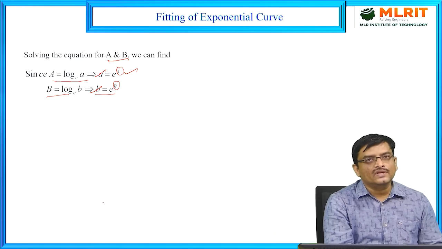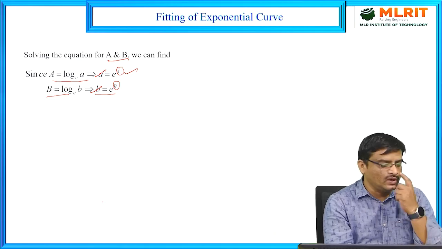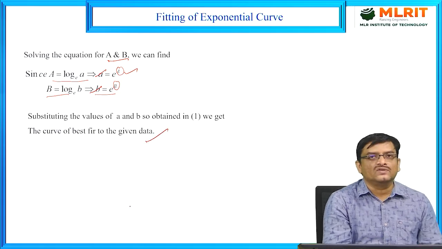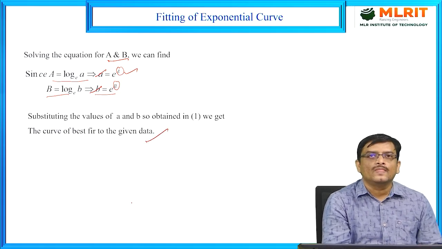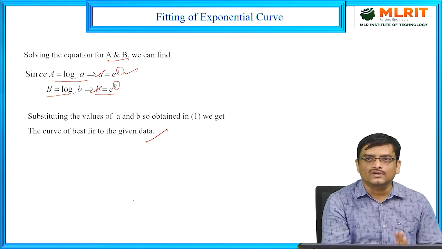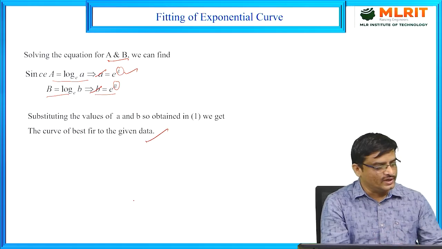Once after getting small a and small b, we know what we have to do. You substitute those values in equation 1. Then we can get our required exponential curve for the given data. So these are the two exponential curves we have. This is the procedure we have to follow to fit an exponential curve using the method of least squares.